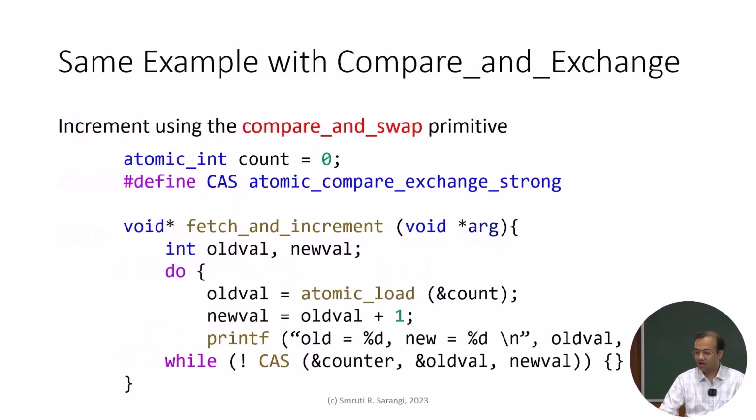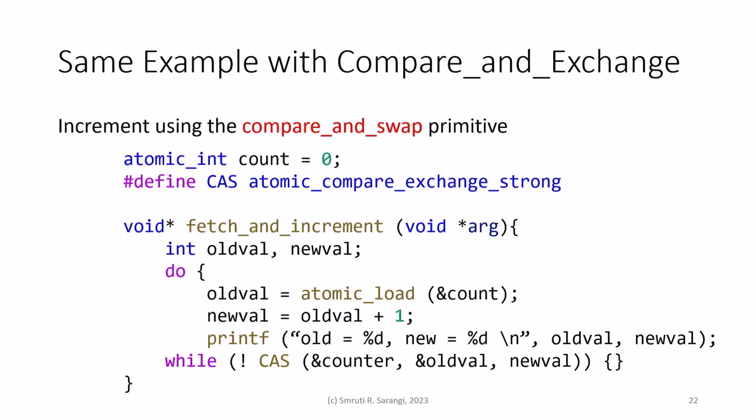That is why all hardware has to support a strong operation. The strong operation is compare and exchange. It's also called compare and swap, right? So we will see what it is in a second. If you use the compare and swap primitive, then you do the same: atomic int count is 0.